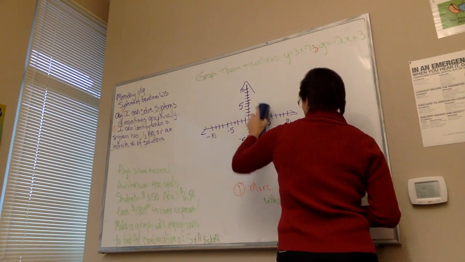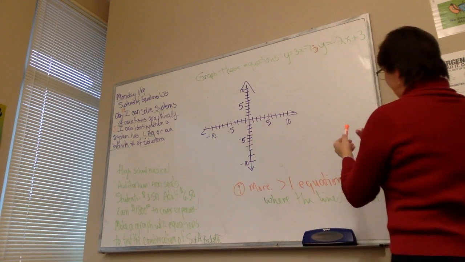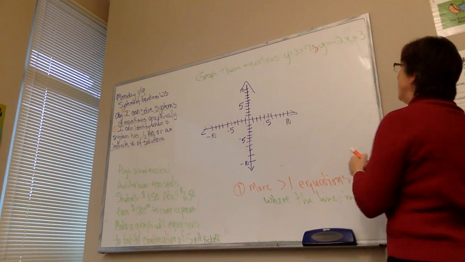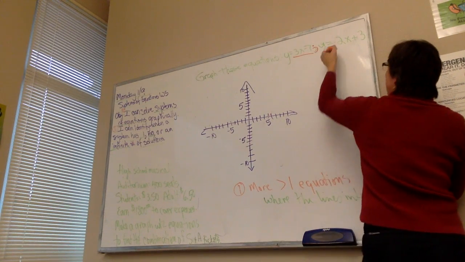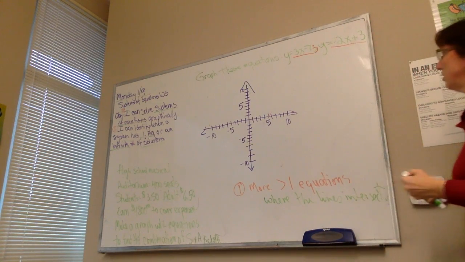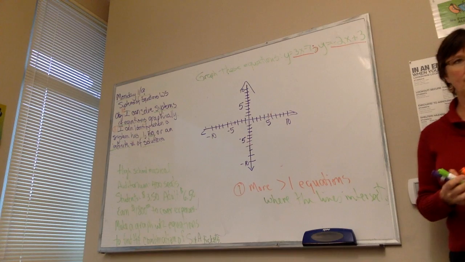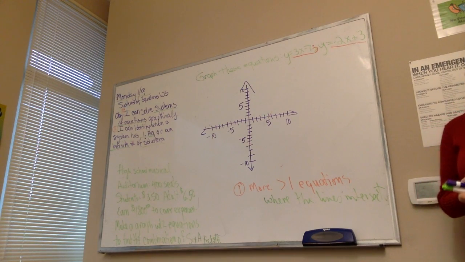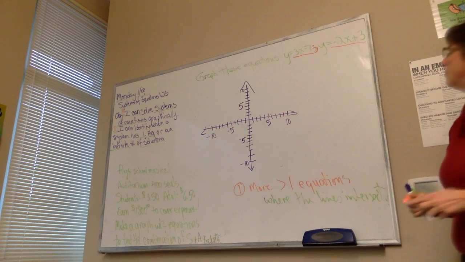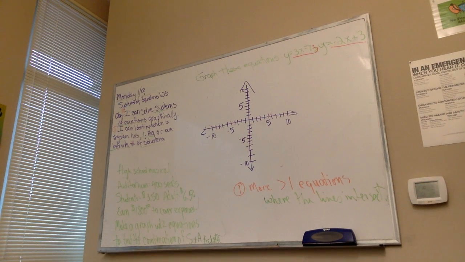Wait, what's the red thing after minus 7? Oh, that's a semicolon. That's just to separate. Okay. So this is one equation, and this is another equation. Anyone need help getting started graphing?